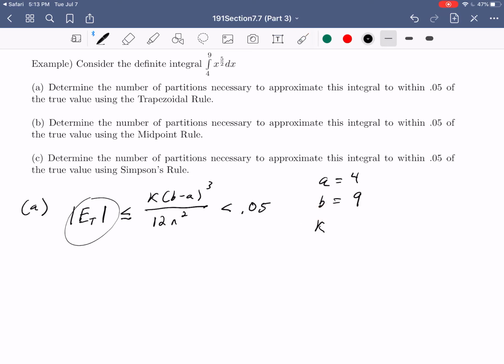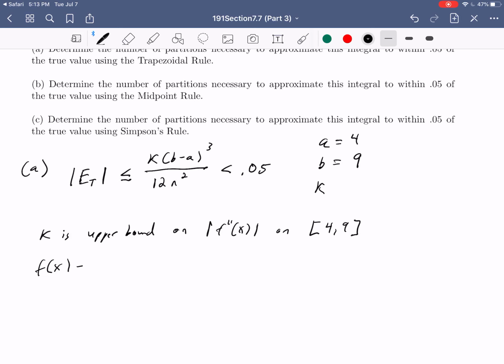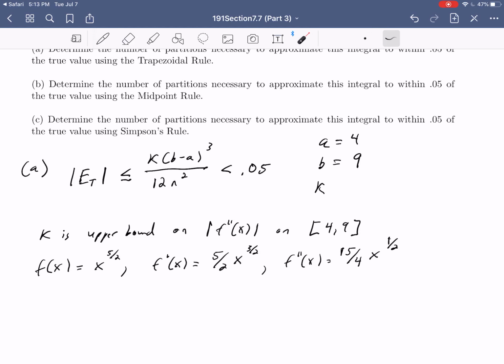So when you're working with the trapezoidal rule or the midpoint rule, this k is based on the second derivative. So let's go ahead and do that. Remember, little k here is an upper bound on the absolute value of the second derivative on the interval 4 to 9. So we have f of x, which is x to the 5/2. We have f prime, which would be 5/2 x to the 3/2. And then we have f double prime, which, if we drop that 3/2 down, looks like it'd be 15 over 4 x to the 1/2. So there's our second derivative.